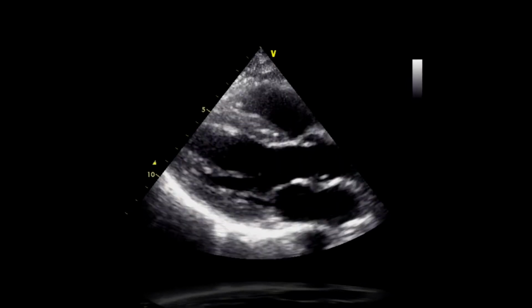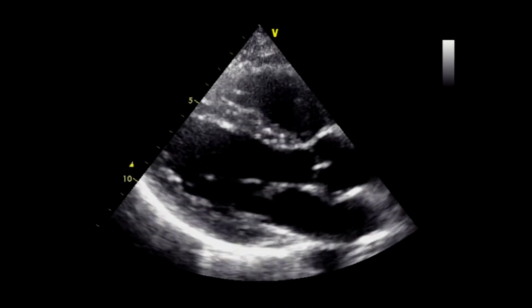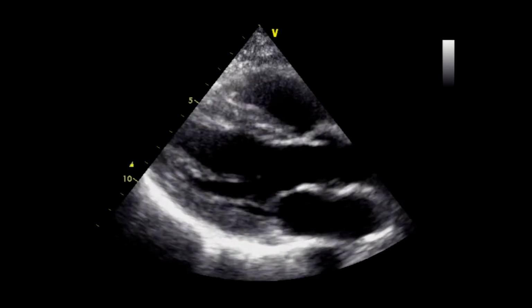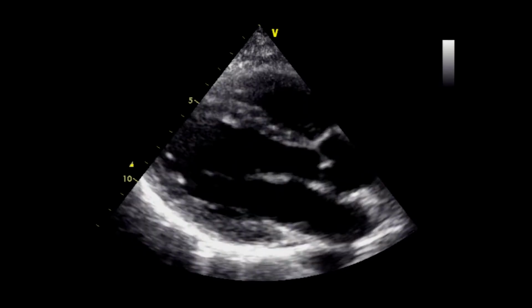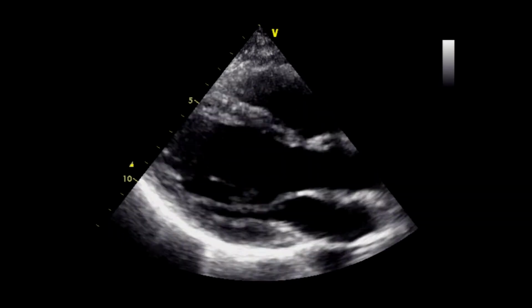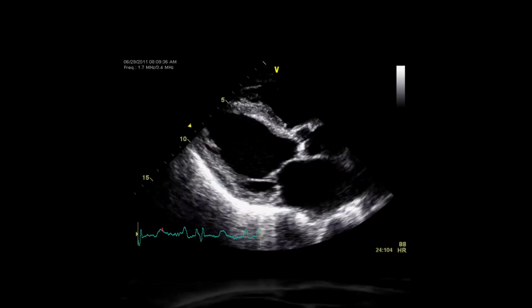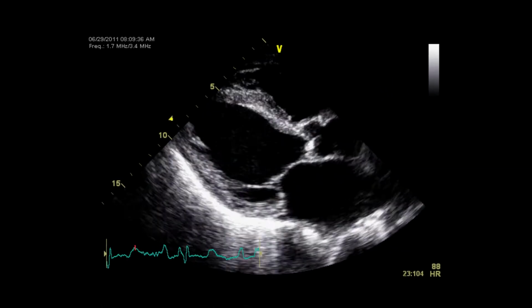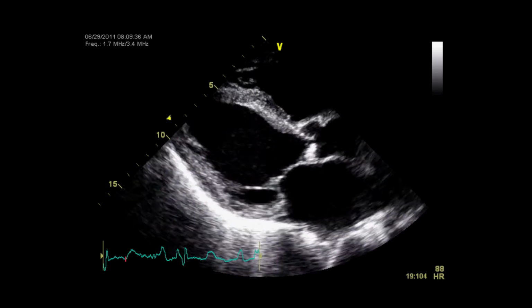This parasternal long axis view demonstrates normal contractility of the left ventricle. The left ventricular wall and septum are contracting, and the left ventricular chamber is variable in size. In this patient with poor left ventricular contractility, the motion of the left ventricular wall is markedly reduced.